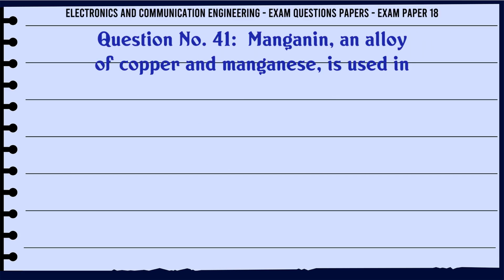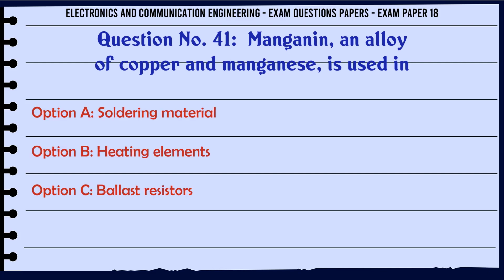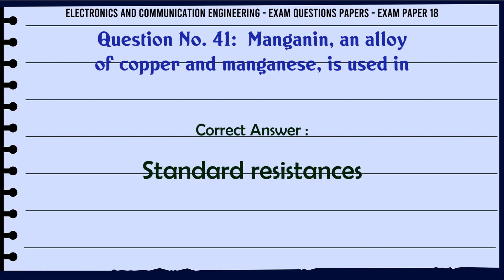Manganin, an alloy of copper and manganese, is used in A. Soldering material, B. Heating elements, C. Ballast resistors, D. Standard resistances. The correct answer is standard resistances.